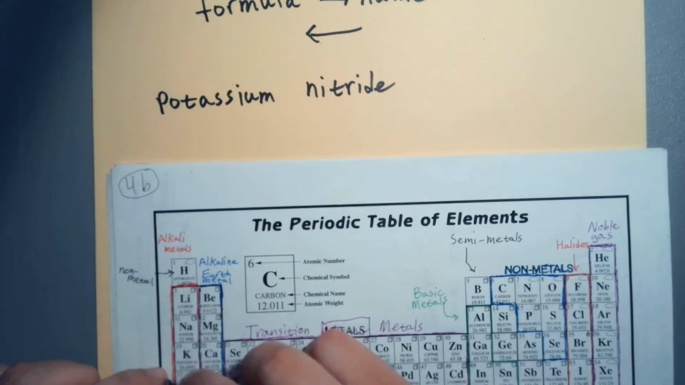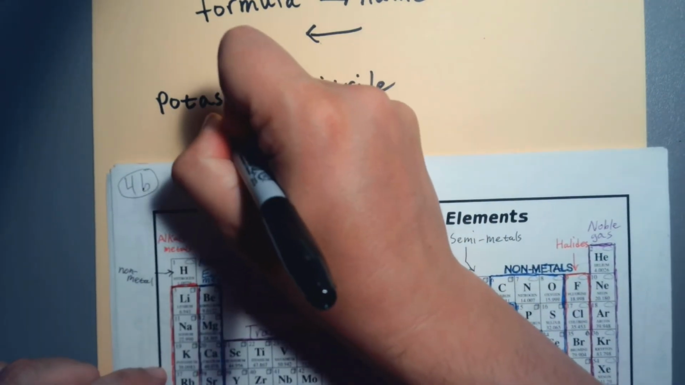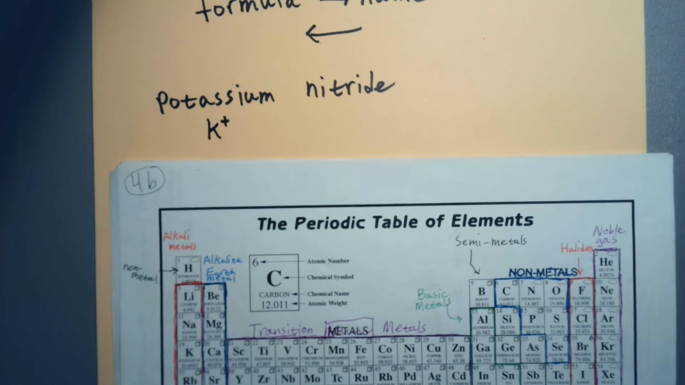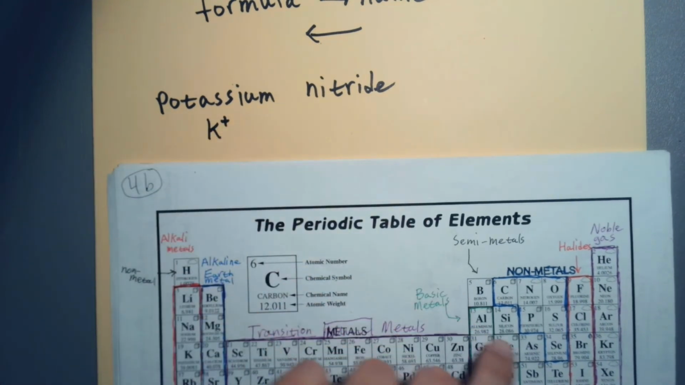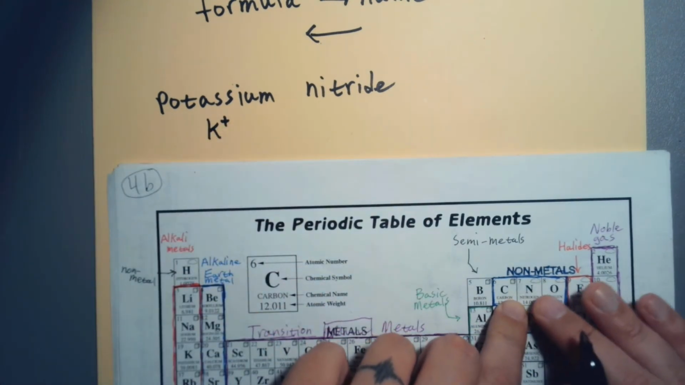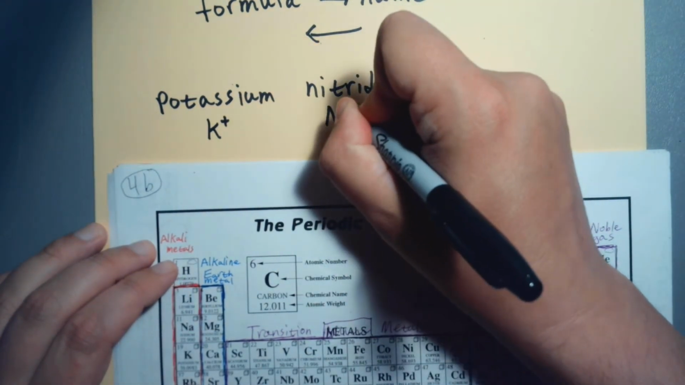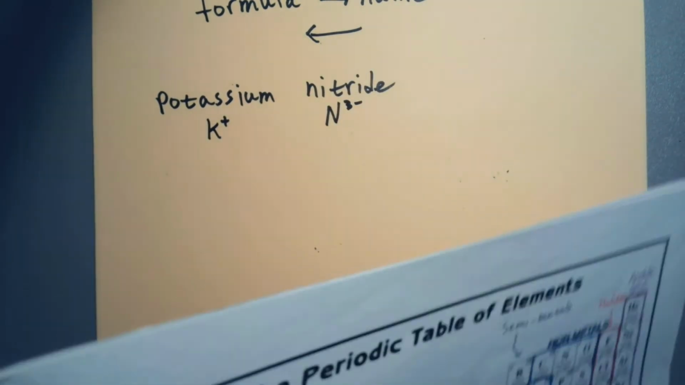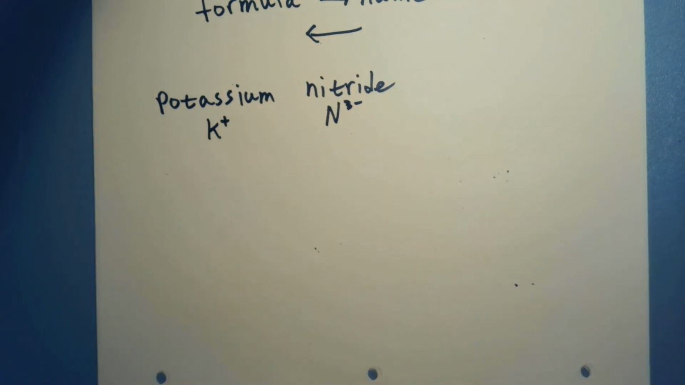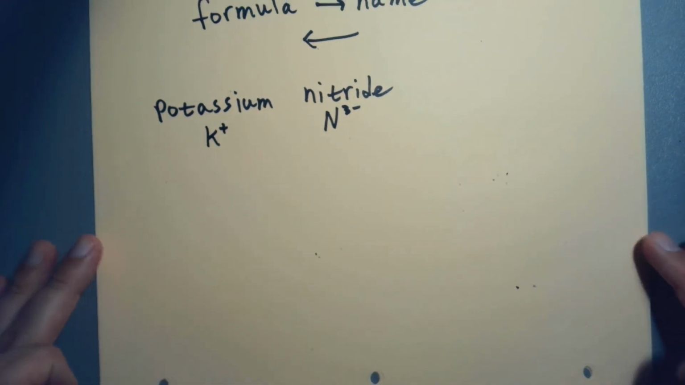And it's going to be a +1. So I'm just going to write what the ion is. This is a K+. Nitride, well, that's going to be nitrogen, which is a -1, 2, 3. So we get an N3-.